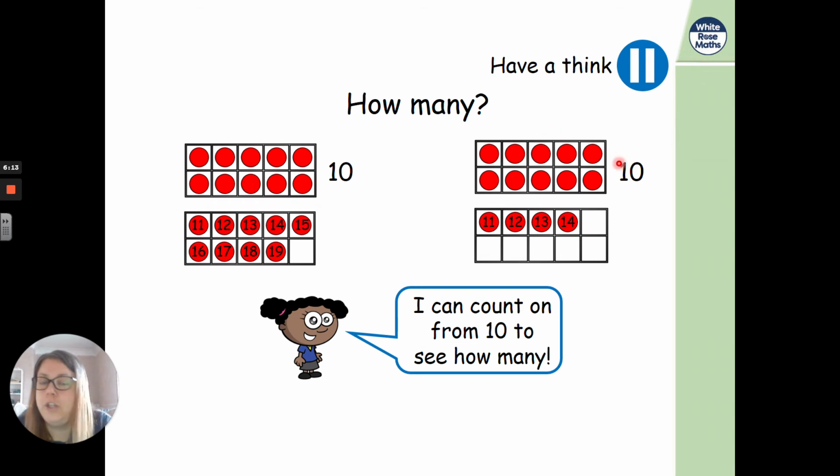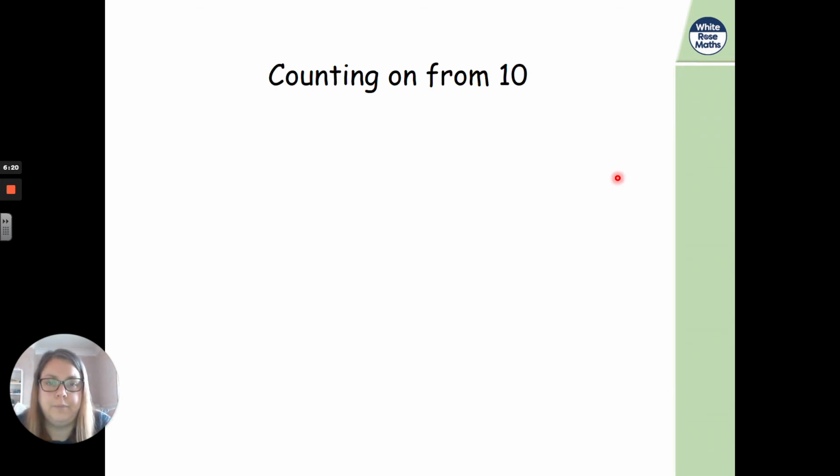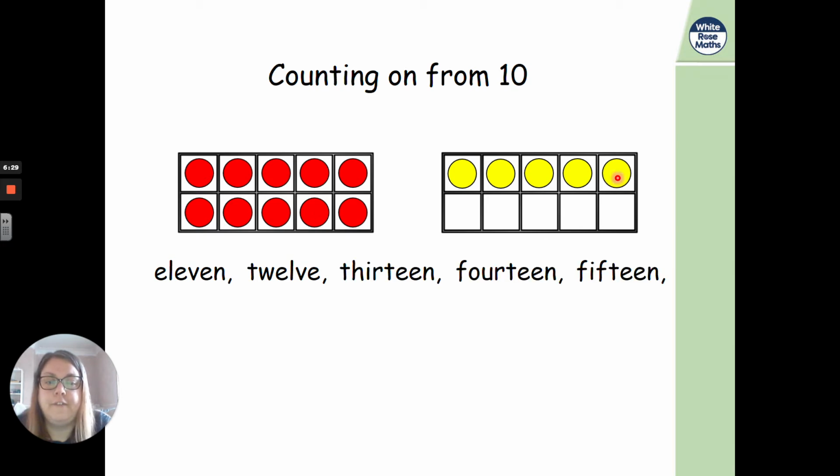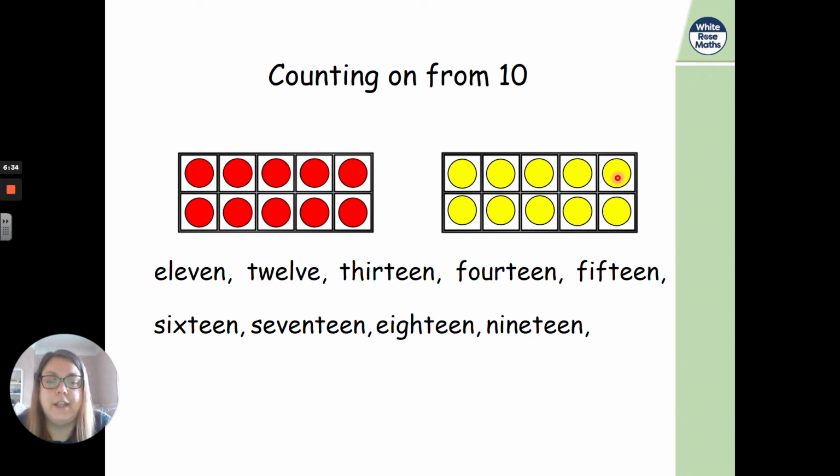But remember, we don't need to count that 10 because we know it's a 10, don't we? We know if it's a full 10s frame, it's 10, and then we can count on. So counting on from 10, are we ready? 11, 12, 13, 14, 15, 16, 17, 18, 19, 20. What do you notice that's come up down the bottom? The numbers haven't come on the counters this time. What's happened at the bottom here? Pause the video and have a chat with your grown-up.